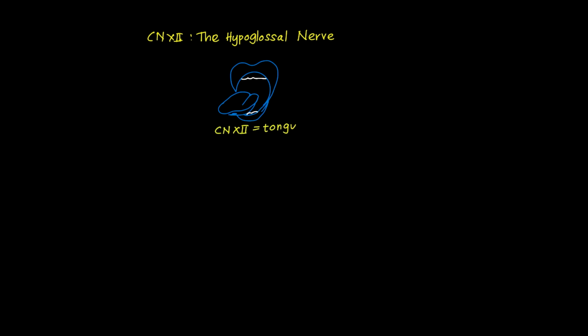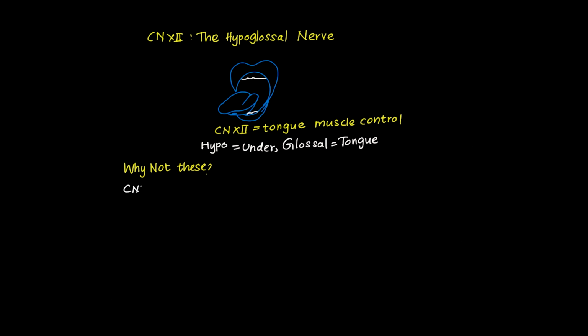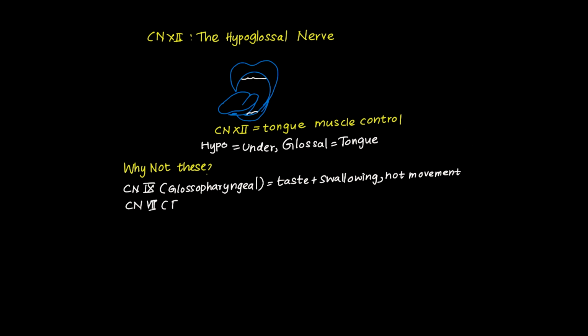Hypo means under, glossal means tongue. The nerve that runs under the tongue to move it. CN9, the glossopharyngeal, handles posterior tongue taste and swallowing, but not tongue muscle movement. CN7, the facial nerve, controls the muscles of facial expression, smiling, frowning, blinking, not the tongue.